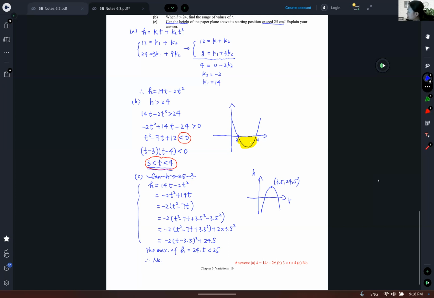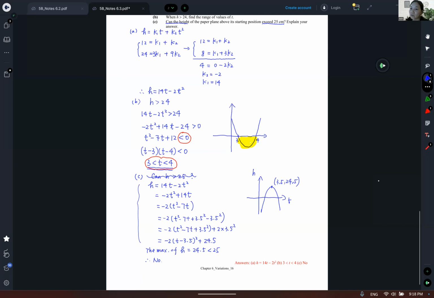That's fine. Yes. Could I say assume that h can exceed 25 and then I set up an inequality and then I find that t has no solution and then I say no? I think you will find t has no solution. Oh yeah. Yes, but you have to explain a lot.